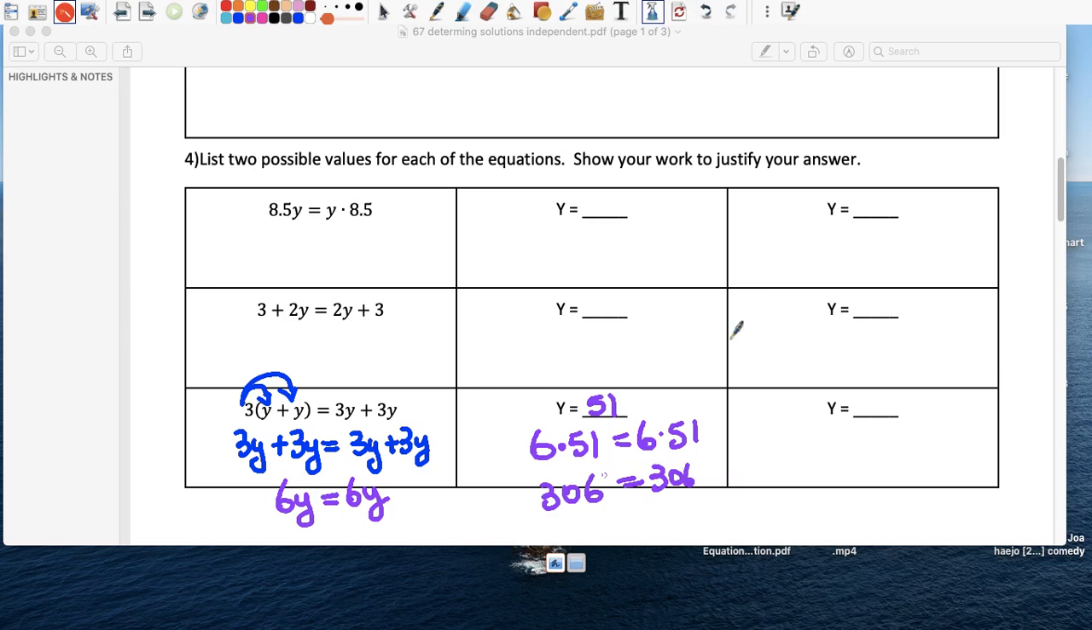It doesn't matter what number we pick. Let's try 78. So we're going to get 6 times 78 equals 6 times 78. Do you think it's going to be the same answer? Of course it's going to be the same answer. So 6 times 8 is 48. 42 plus 4 is 46. So we get 468. And 6 times 78 is 468. So we can have many, many, many answers for those.